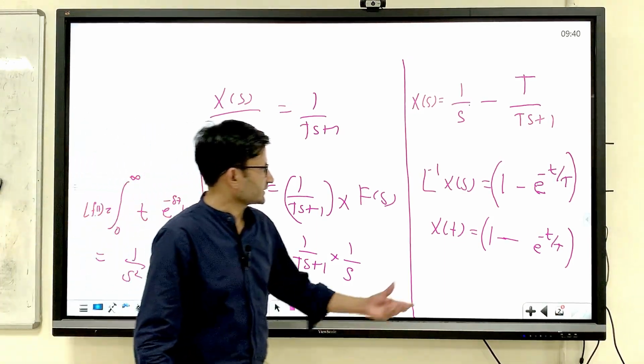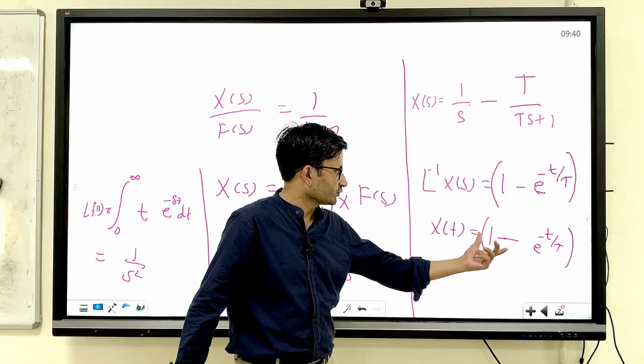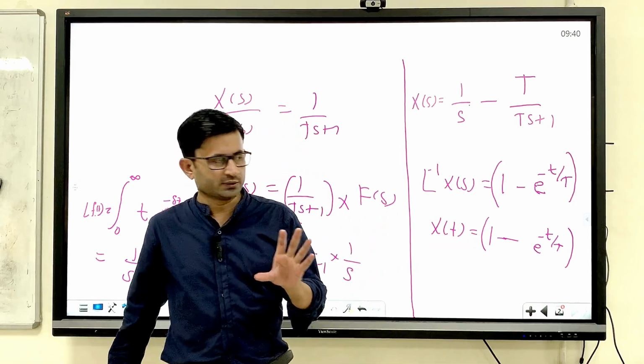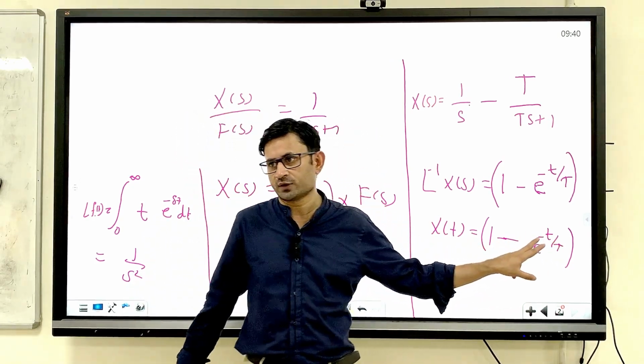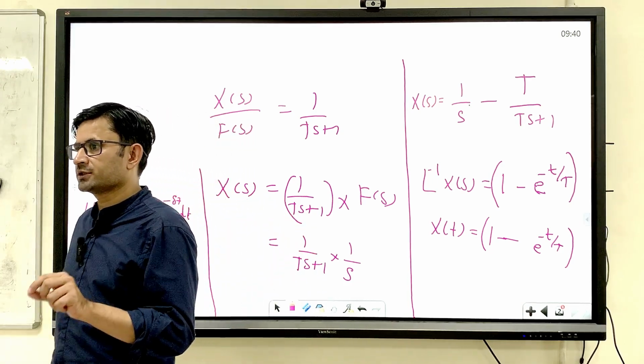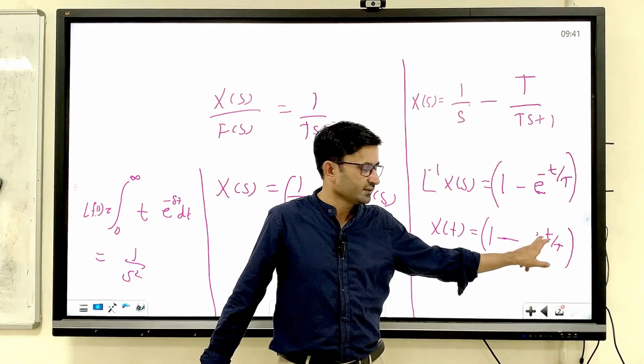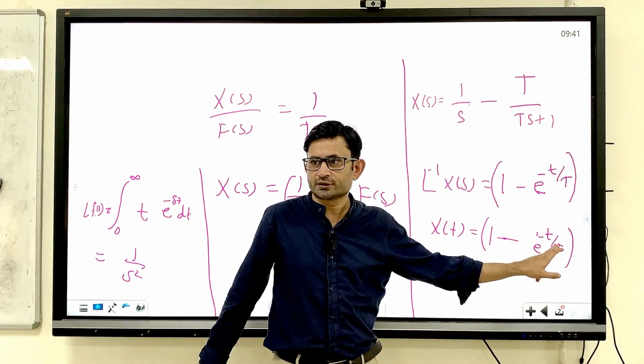So you can see the solution I am getting is 1 minus e to the power minus t by capital T. You put t equal to capital T only. Can you tell me the answer you are getting? Small t equal to capital T means the value will be 1, right? So 1 minus e to the power minus 1.